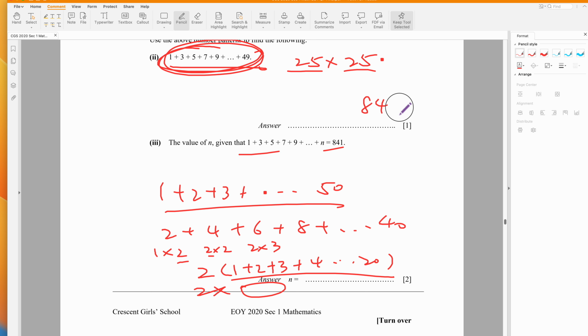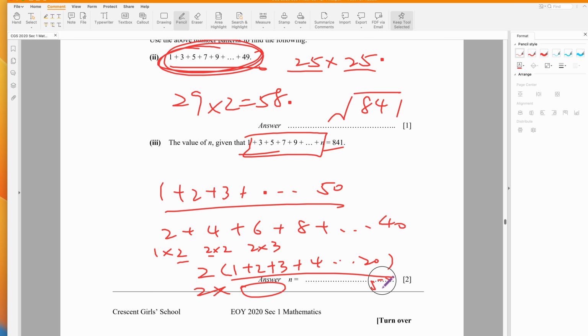So 841, you just need to square root it. What do you get? I got 29. So you need to have 29 of these. So 29 times 2 is 58. So it's 1 until n equals 58, right? I got 57. Oh, actually 57, sorry, because it has to be an odd number. Okay, good.